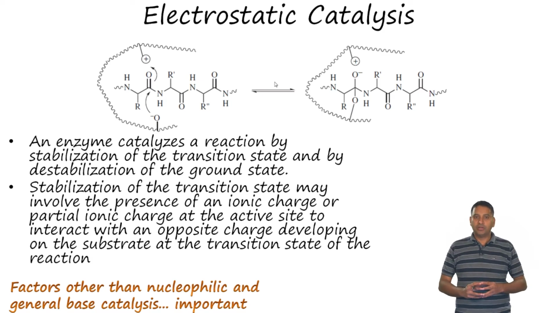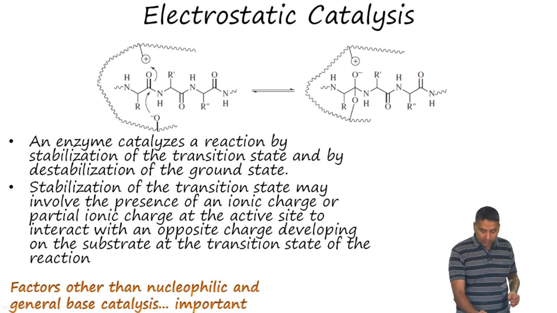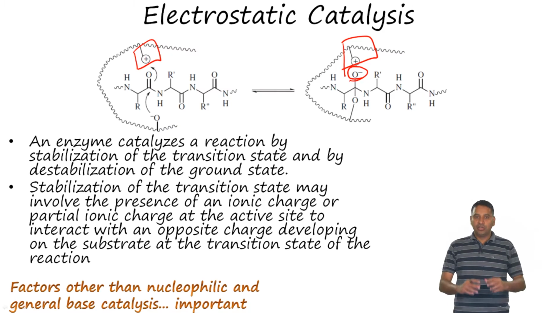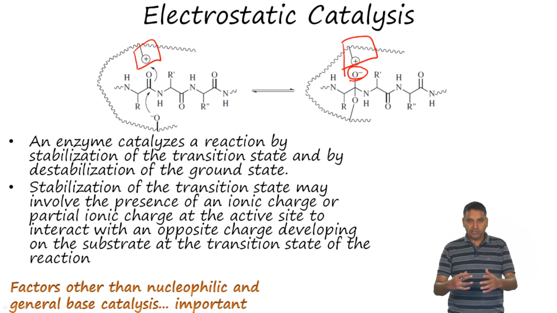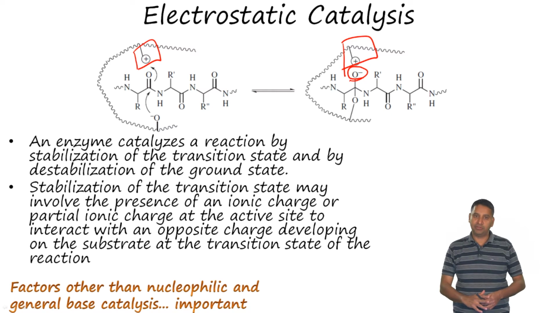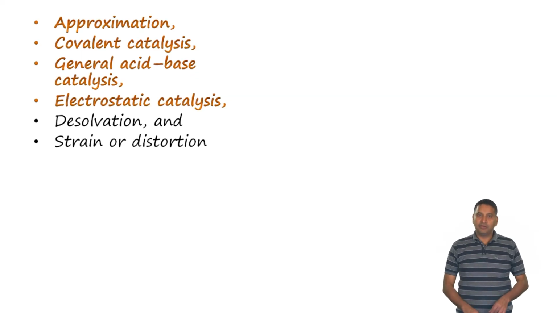Here the transition state will most likely involve the generation of an ionic charge or a partial ionic charge. So, for example, when a negative charge is being produced, the incipient negative charge can be stabilized by a residue that is positively charged. Fundamentally, this form of catalysis involves electrostatics and stabilization of the transition state by an oppositely charged species. Next, we will look at a mechanism called desolvation.